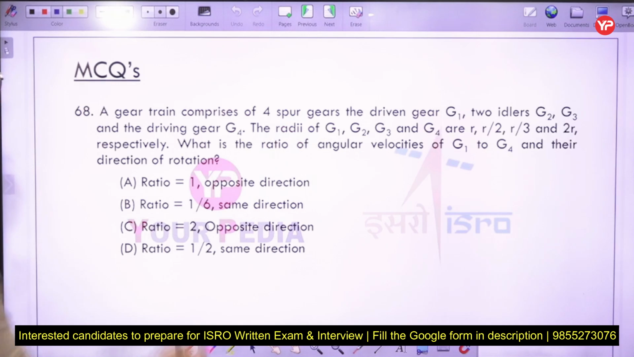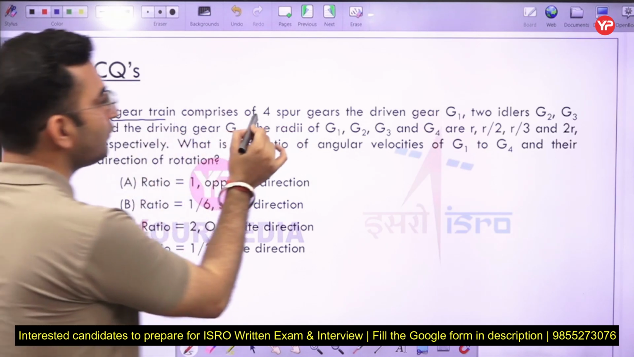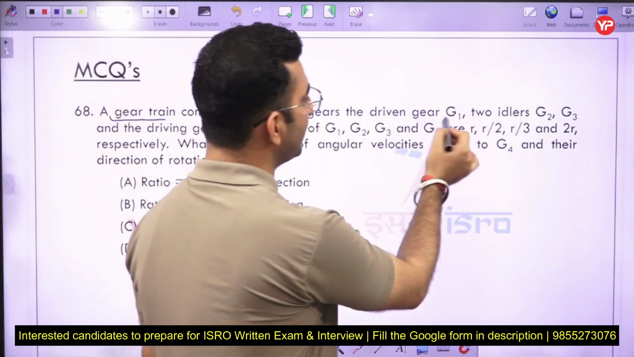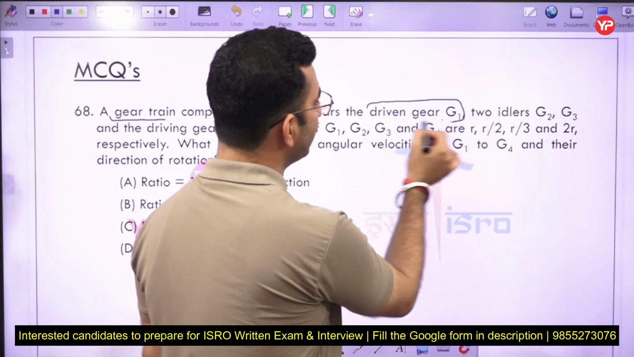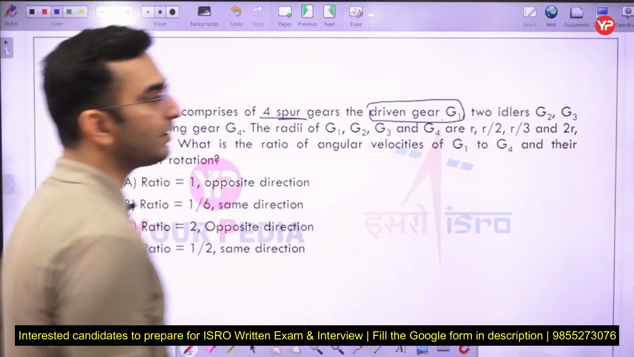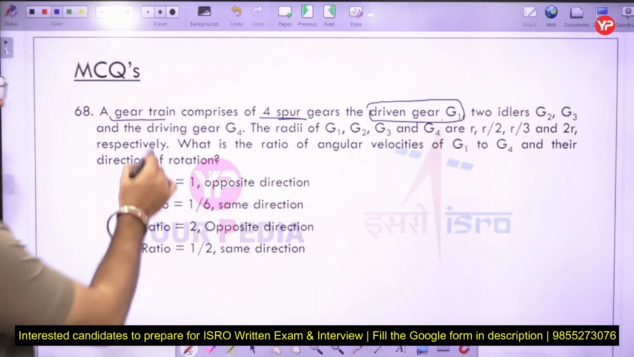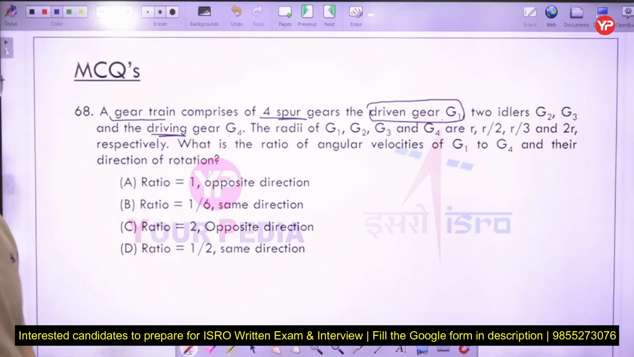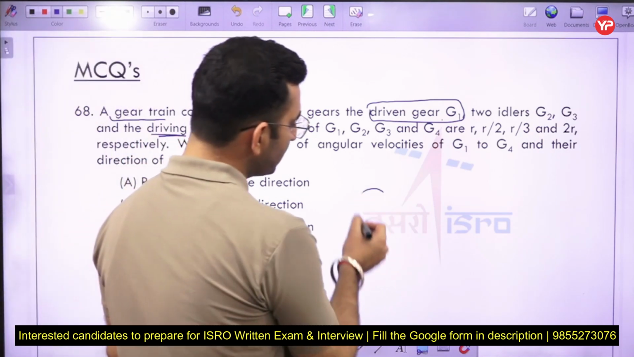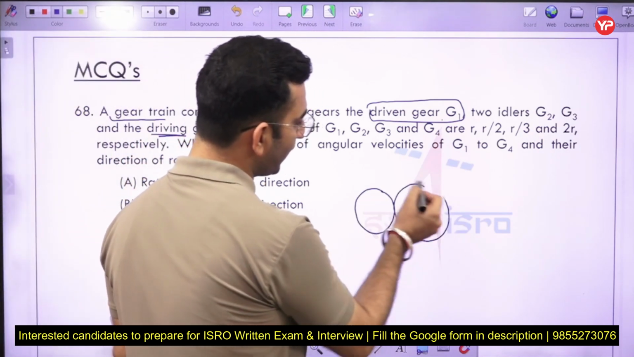Next question. A gear train comprises 4 spur gears. The driven gear G1 is there. 2 idlers are given, G2 and G3, and the driving gear is mentioned as G4 here. Okay, so let us suppose we have a gear train like this one here.